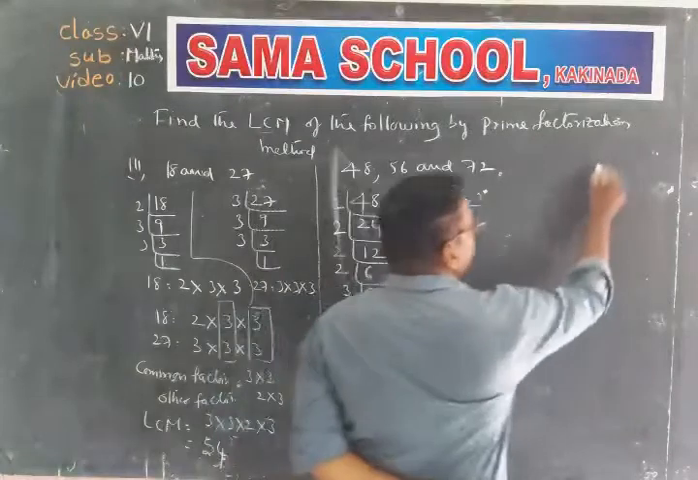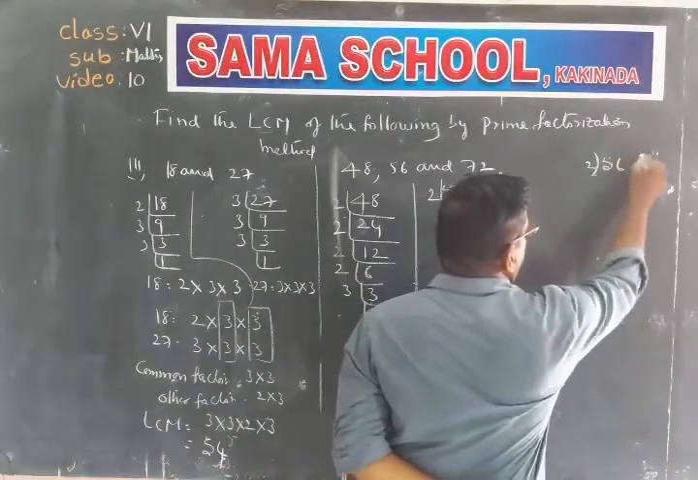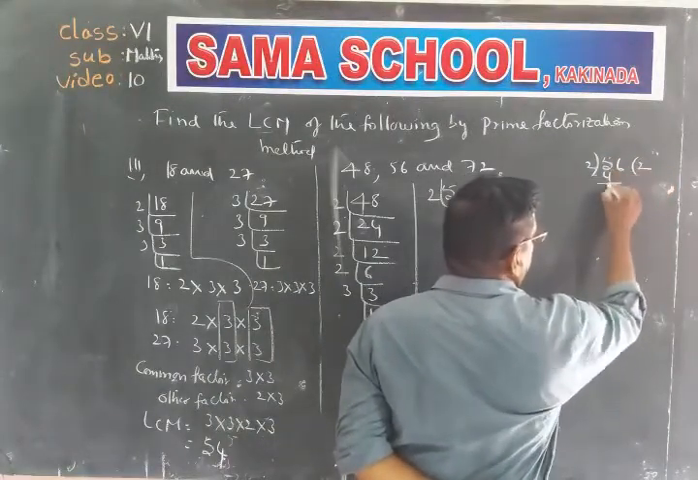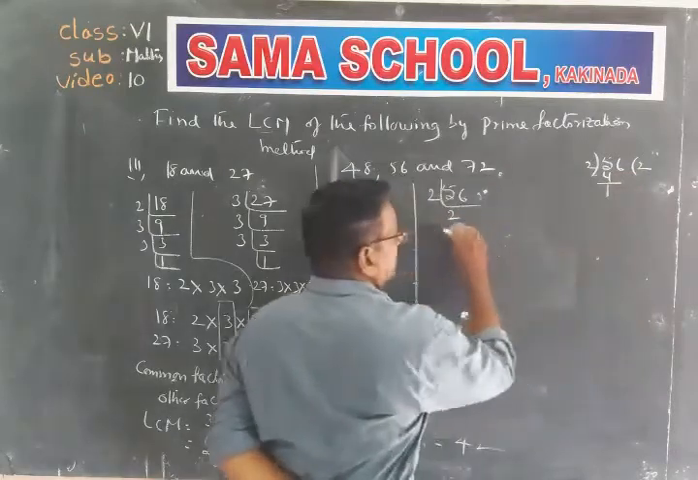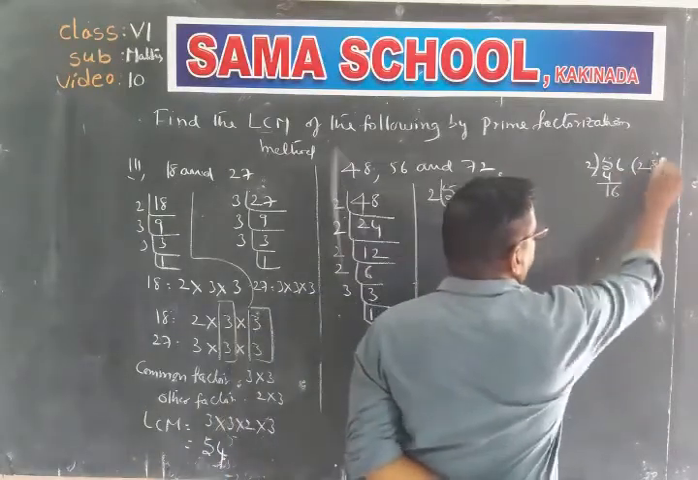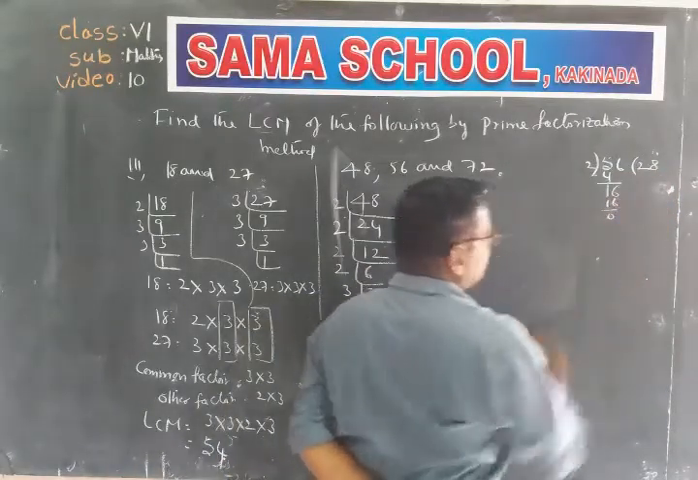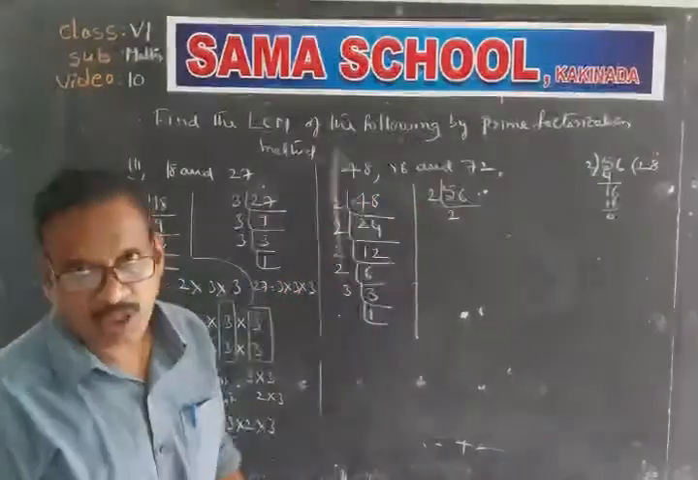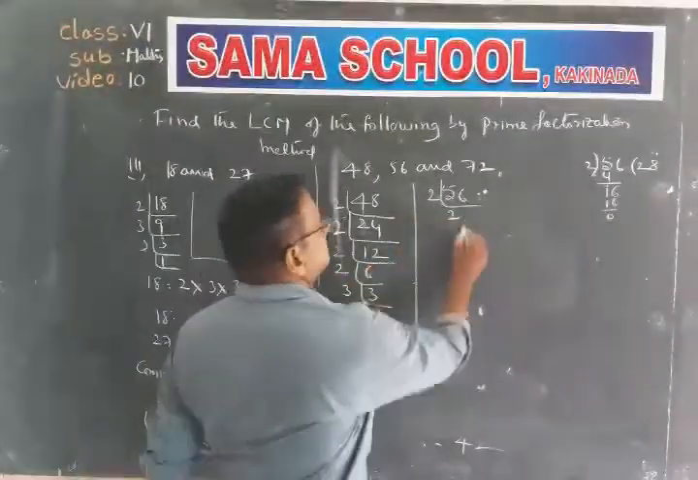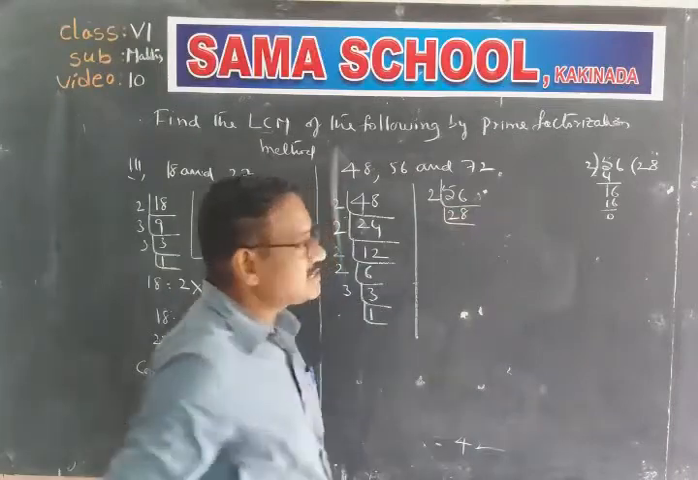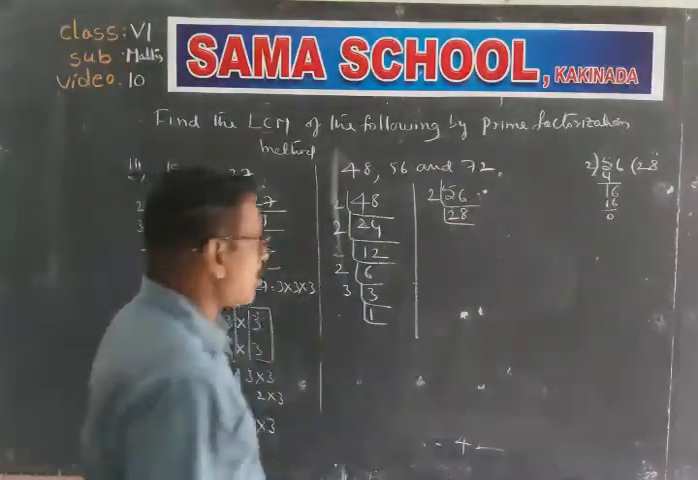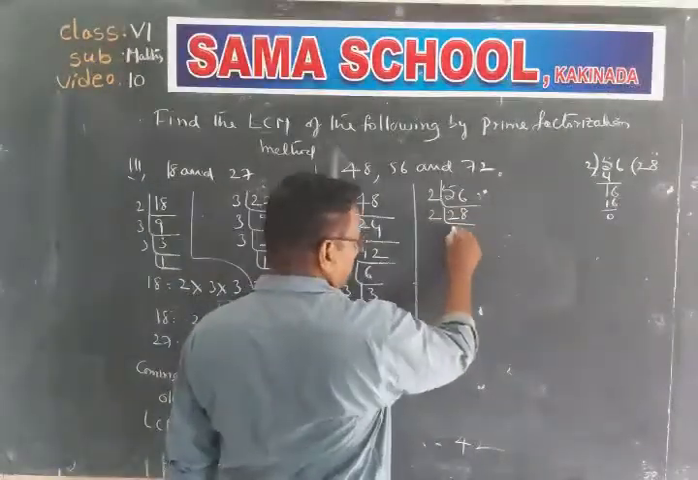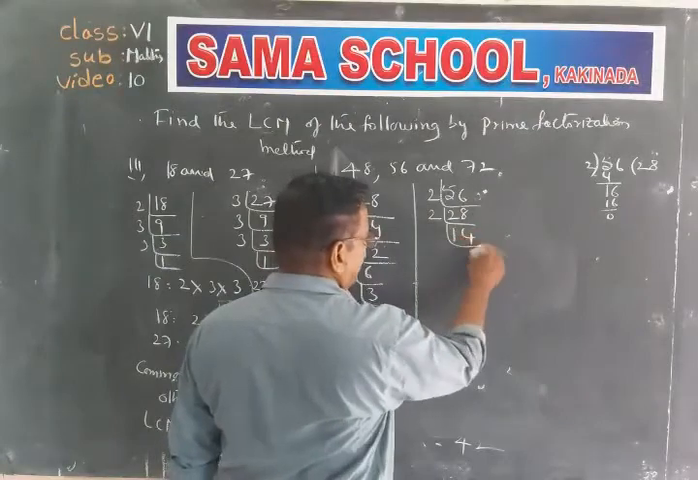Now look at 56. Dividing by 2: 2 2s are 4, remainder is 1. Again 16, 2 8s are 16. Okay. The 56, how many times is it divisible? 2 28s are 56. Now again, 2 1s are 2, 2 4s are 14 times.